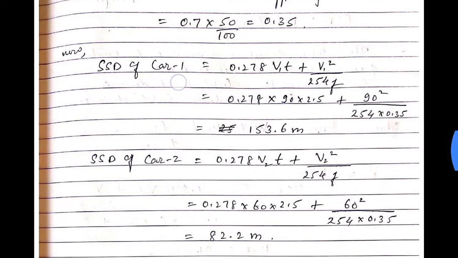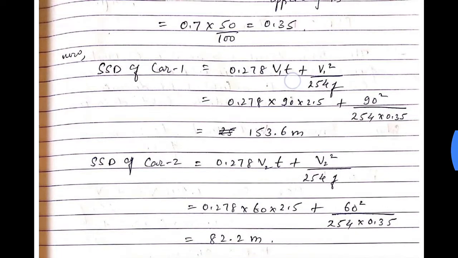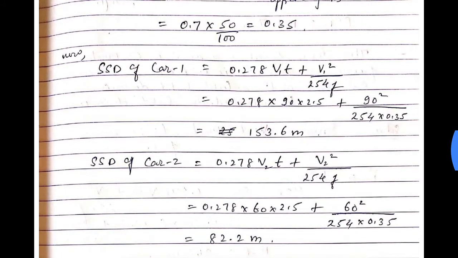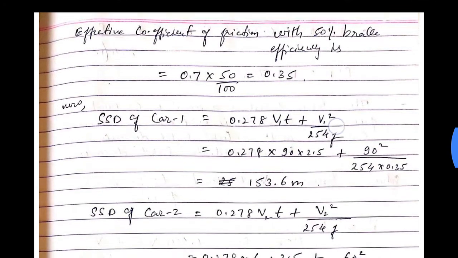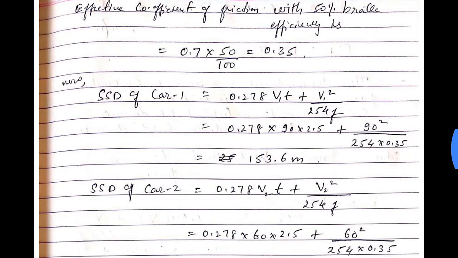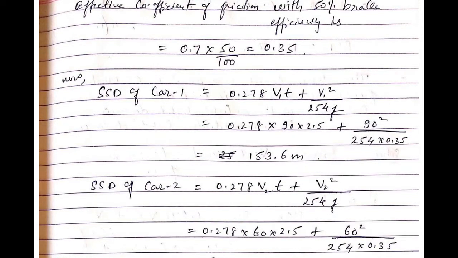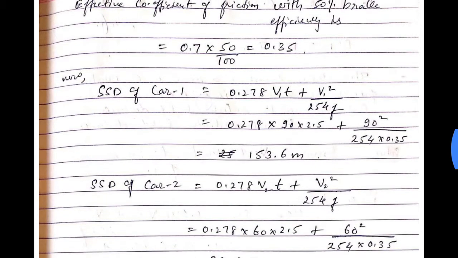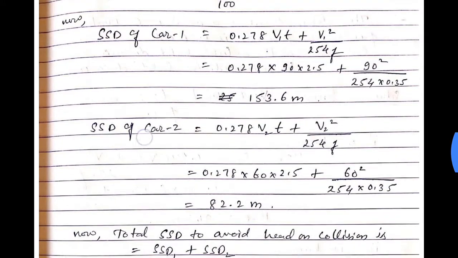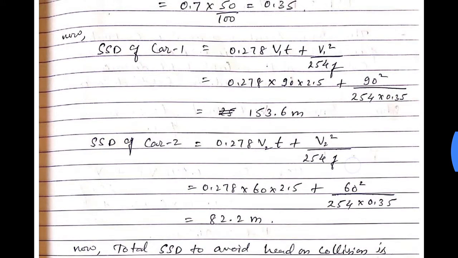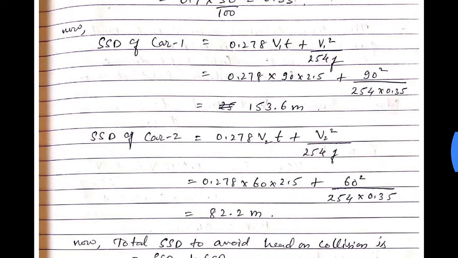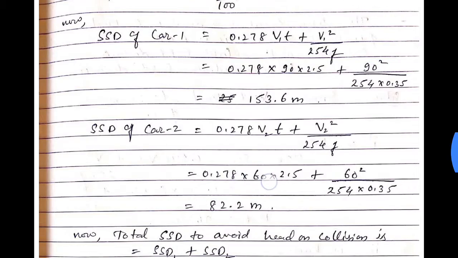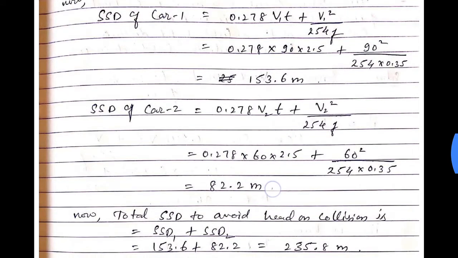Now SSD for car 1. The formula is 0.278 V1 into T plus V1 square divided by 254 F. Substituting the values of V1, T and F, we get the value 153.6 meters. This is for car 1. Similarly for car 2, use the same formula, substituting the value of V2 over here. Okay, V2 is 60 kmph. We get the value 82.2 meters.